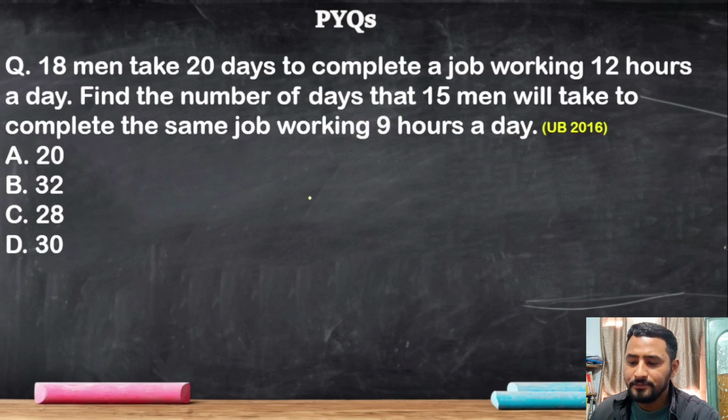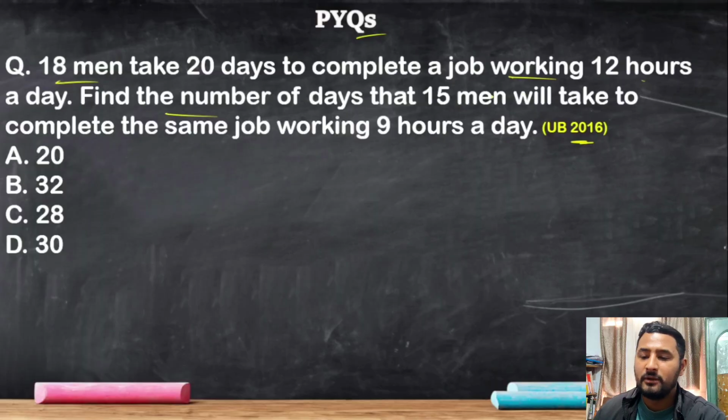I hope this is clear. Let's go one more PYQ. 18 men can do a piece of work. This has come again in 2016. Job in 12 hours. Find the number of days 15 men will take the same job, at 9 hours a day. So very easy.